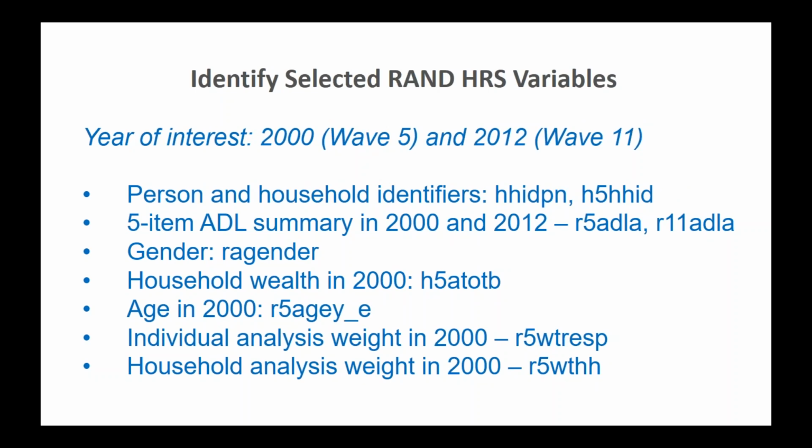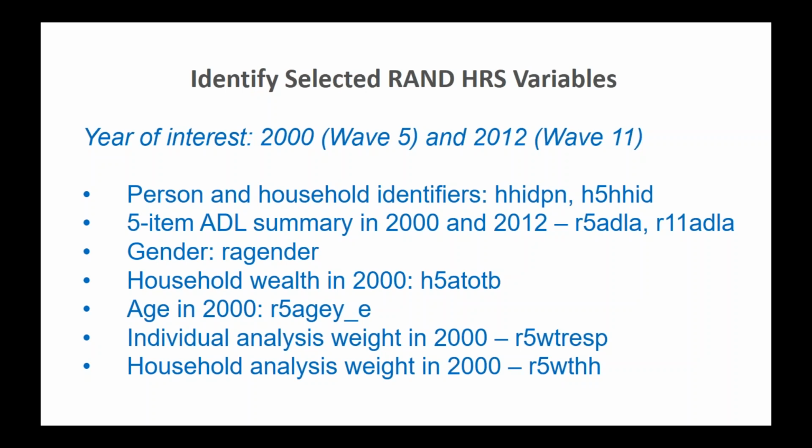Next, we'll identify selected variables in the RAND-HRS. So again, our years of interest are going to be the same, with the exception that we're going to pick 2000 as our comparable year for the HRS study, and that was wave 5 of the HRS. And then both MHAS and the HRS were fielded in 2012. That was wave 11 in the HRS study.